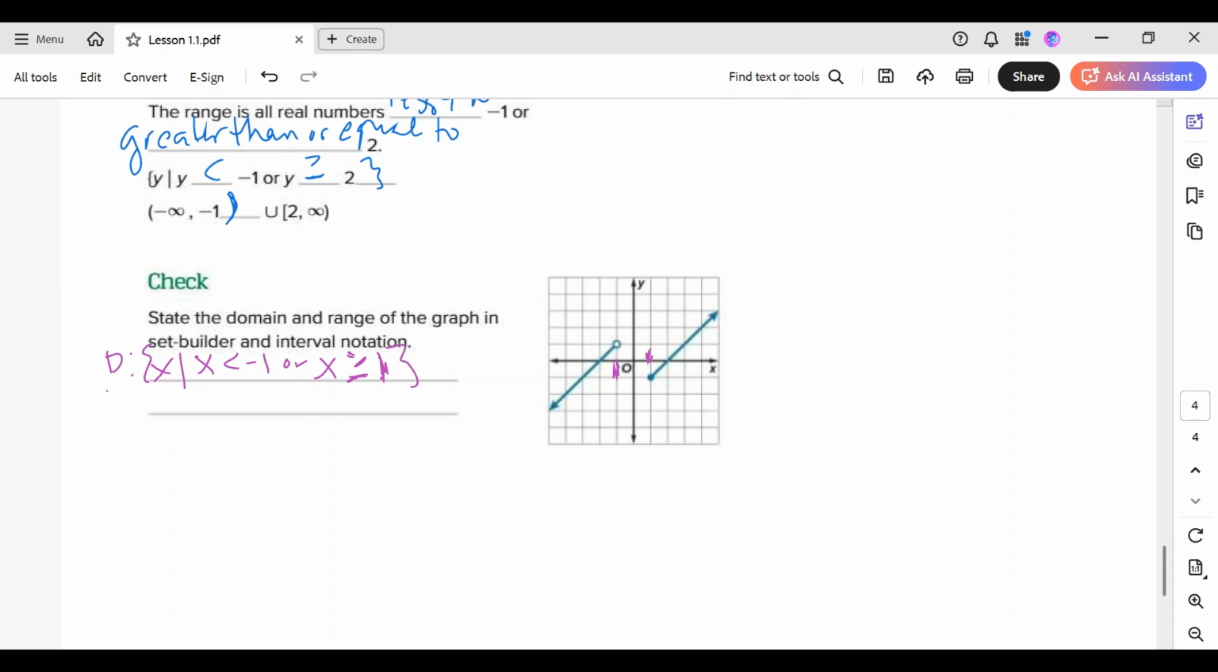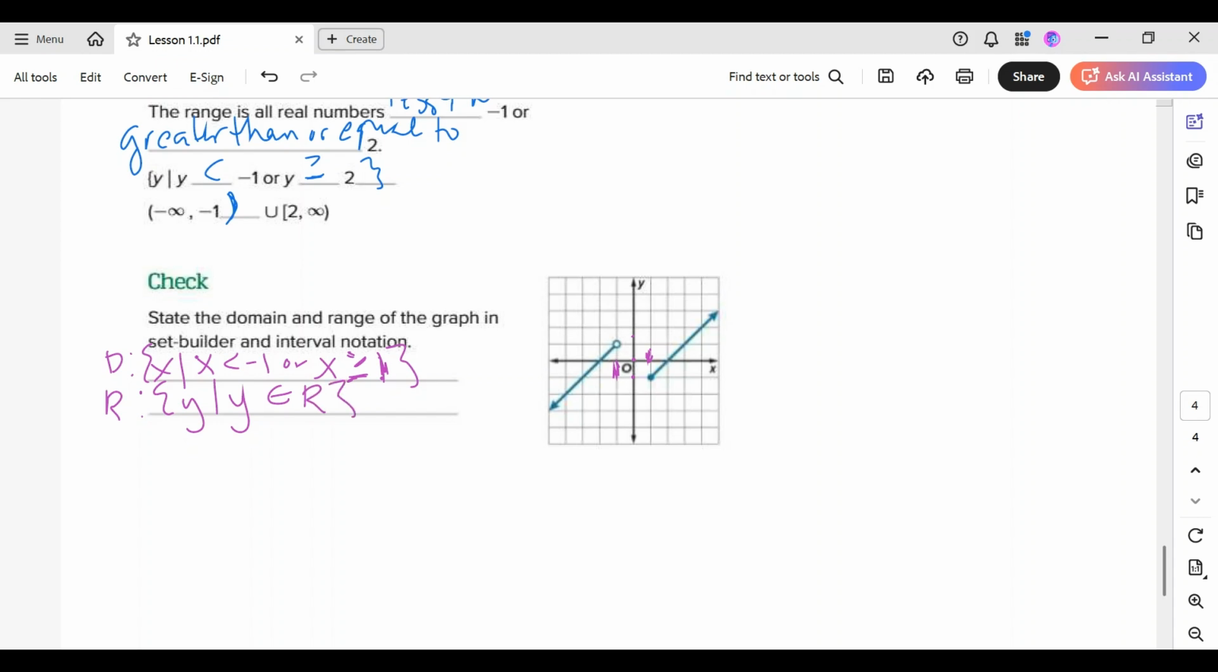When we go to the range value in set builder, the y values, notice that the y values are going up and down. It's basically not stopping, because here we include the value of 1, we include the value of 0, we include -1, and we keep going. So our range is going to be y, where y is all reals.